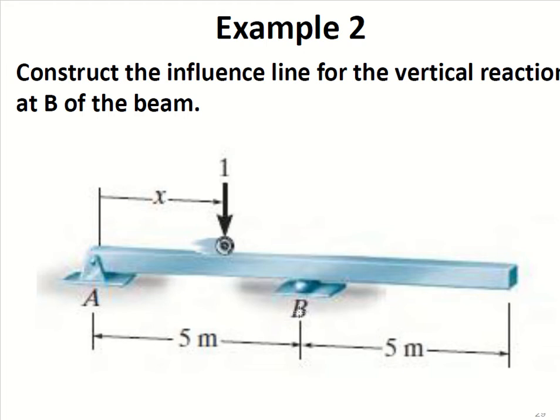Now example 2: construct the influence line for the vertical reaction at support B. This is support B, this is an overhanging part, and this is the pin support. The load is moving from A to B and then further beyond. The total length of the beam is 10 meters, where this span is 5 meters and the overhanging span is 5 meters.